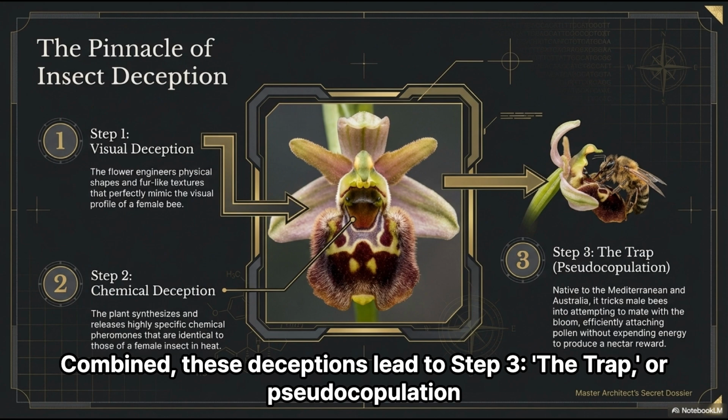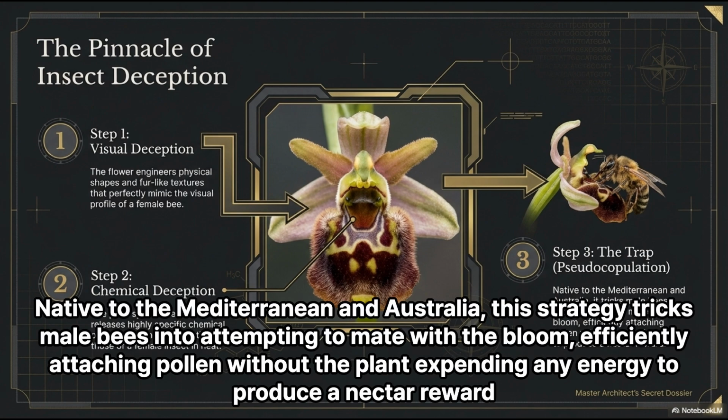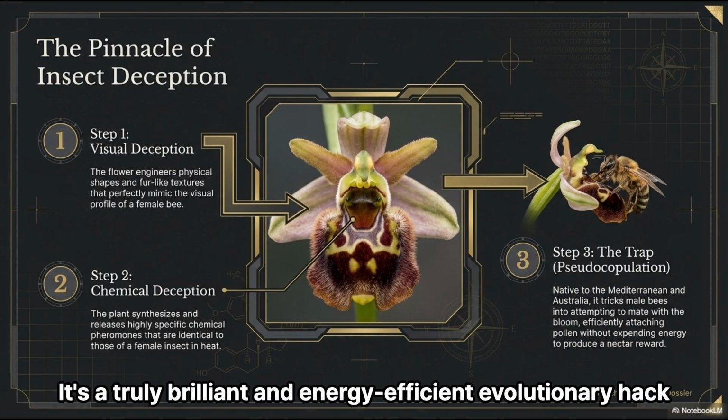Combined, these deceptions lead to step 3, the trap, or pseudocopulation. Native to the Mediterranean and Australia, this strategy tricks male bees into attempting to mate with the bloom, efficiently attaching pollen without the plant expending any energy to produce a nectar reward. It's a truly brilliant and energy-efficient evolutionary hack.